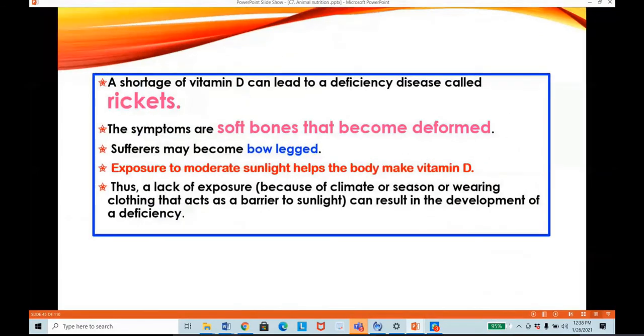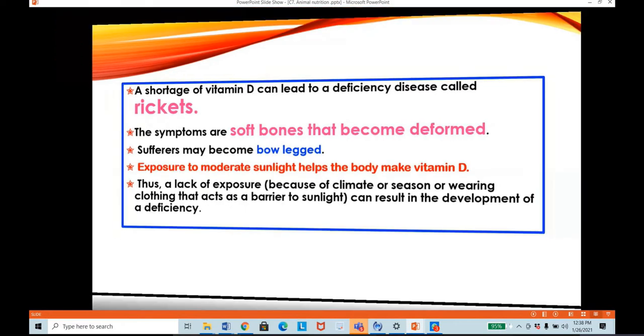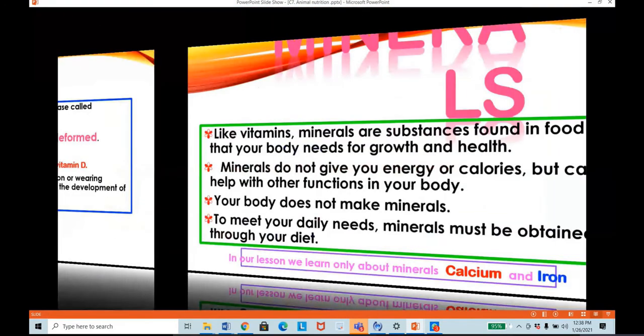Clear, ladies? So here again we have the shortage of vitamin D can lead to rickets. The symptoms are soft bones that become deformed, and sufferers may become bow-legged. As I told you, the legs are the shape of a bow. Exposure to moderate sunlight helps the body make vitamin D. So a lack of exposure because of climate or season or wearing clothing that acts as a barrier to sunlight can result in the development of a deficiency.